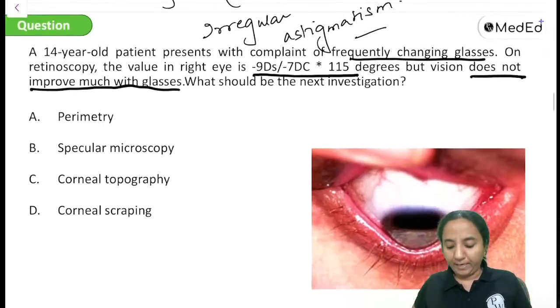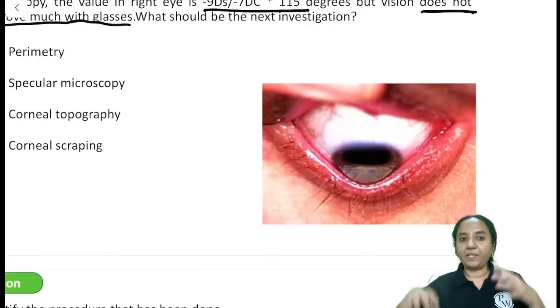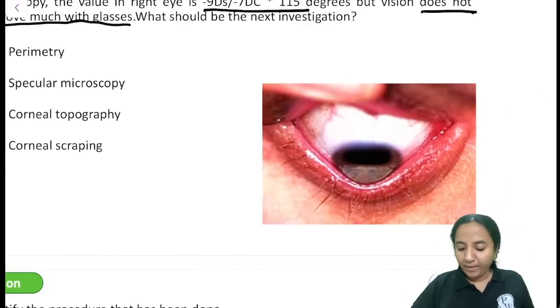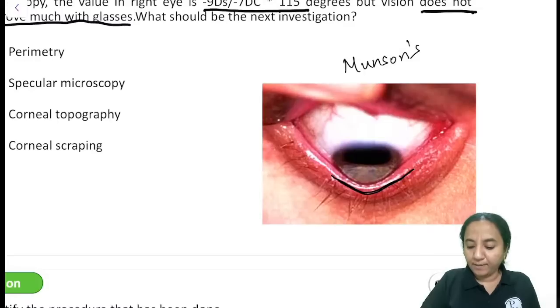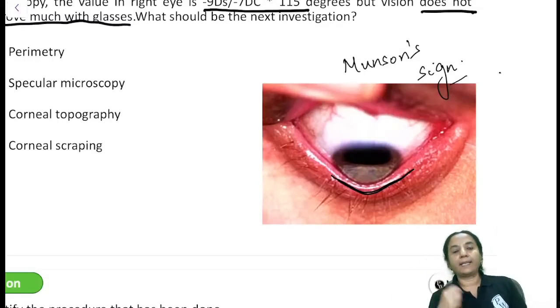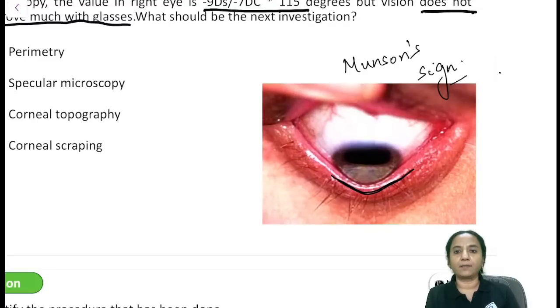Look at the clinical picture. What do you see when the patient is asked to look down? The protruded cornea is indenting or pressing the lower lid. I think all of you know this is Munson's sign. That is, on looking down, the protruded cornea presses or indents the lower lid.